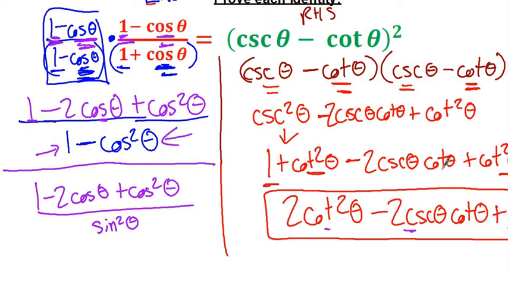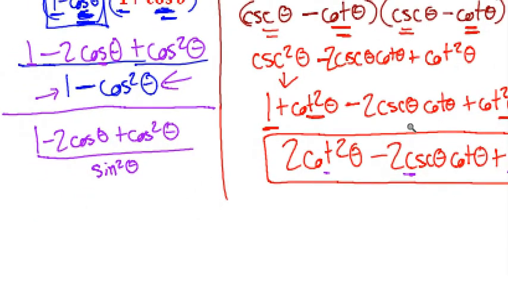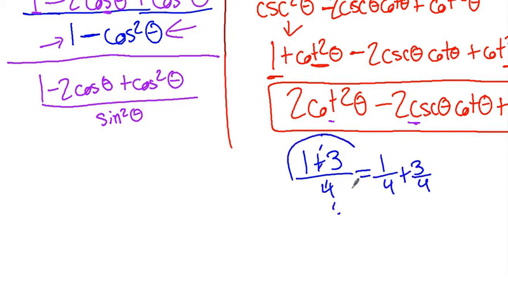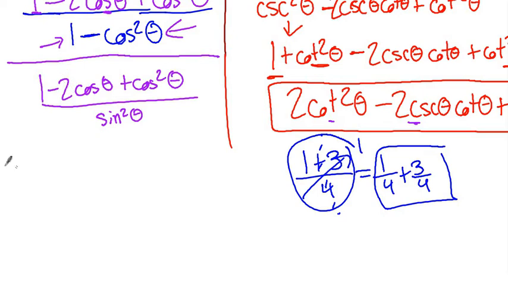Okay, why is that going to help us? Well, one of the reasons is that when we have a bunch of stuff over a fraction like that, just to prove this to you, let's do it with numbers first. Suppose I had 1 plus 3 over 4. You're allowed to take that and split it down the middle. So you can have 1/4 plus 3/4. And you can verify that. 1 plus 3 is 4. 4 over 4 equals 1. And 1 is the same as 1/4 plus 3/4. So I'm going to take this and just split it so that all three of those components on the top are now over sine squared.